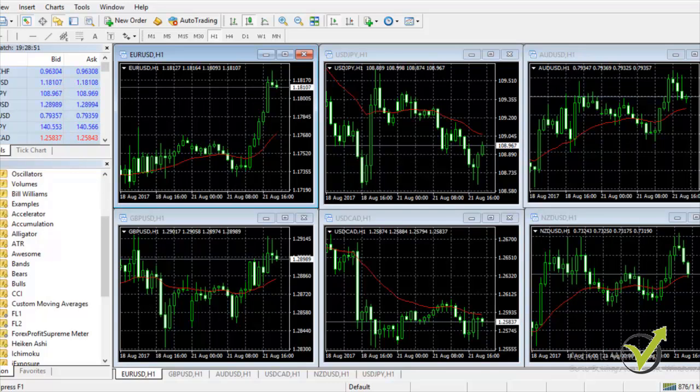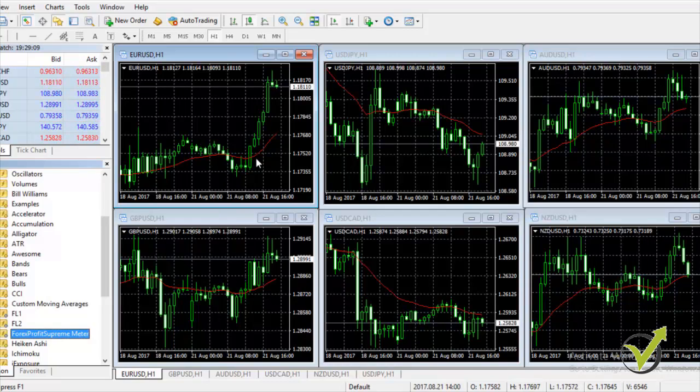In this lecture I will show you one amazing indicator. It's called the Forex Profit Supreme Meter, the one over here. So basically what I taught you in the previous lecture about how to identify which pair to trade, according to which pair is stronger and which pair is weaker at the moment, and to find the best choice for a trading pair, this Forex Profit Supreme Meter actually helps a lot. I will show it to you straight away.